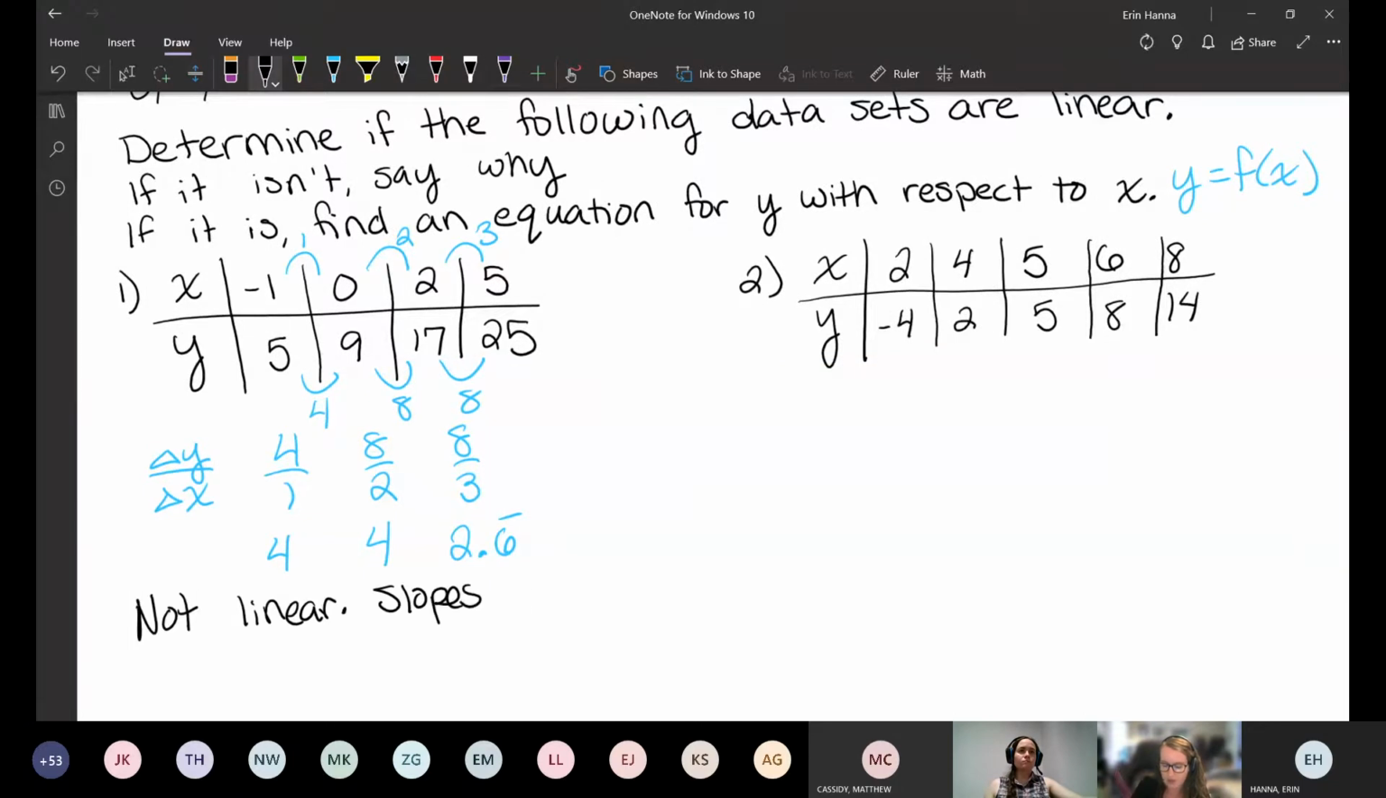Slopes are not constant. So that one's not linear.